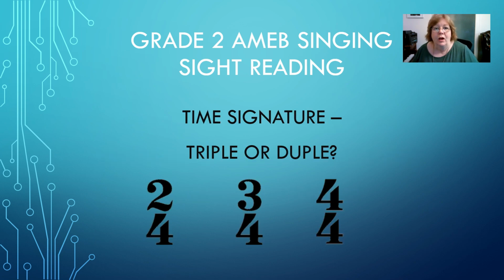There are 3 time signatures that you need to know for your Grade 2 sight reading exam in singing. They are 2/4, so that's 2 quarter notes in a bar, or 2 crotchets in a bar, or 2 tars in a bar. They all mean the same thing. It's just a different way of saying it. And that feels like marching. 1, 2, 1, 2, 1, 2.